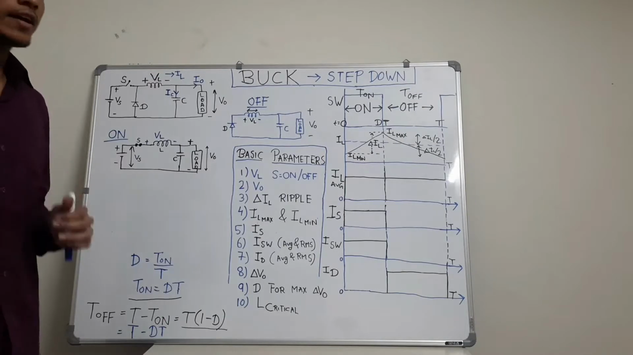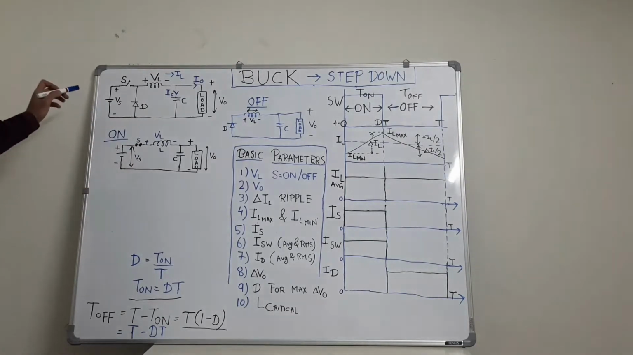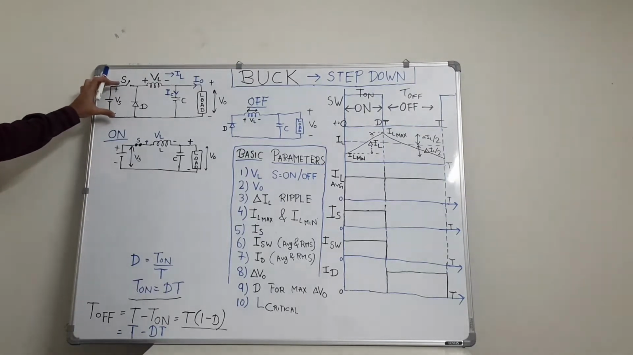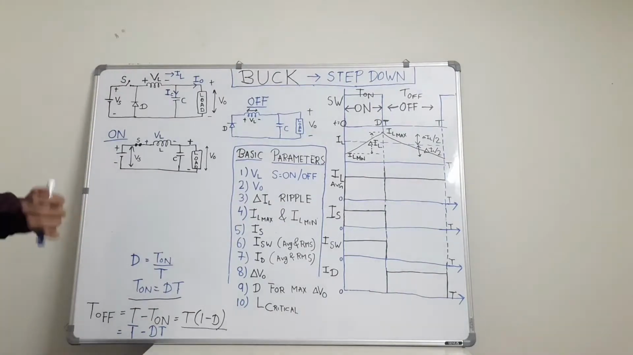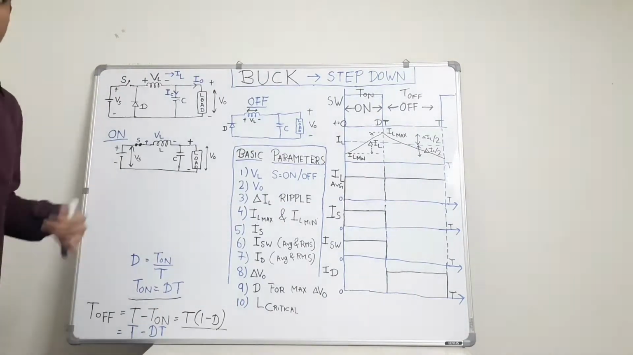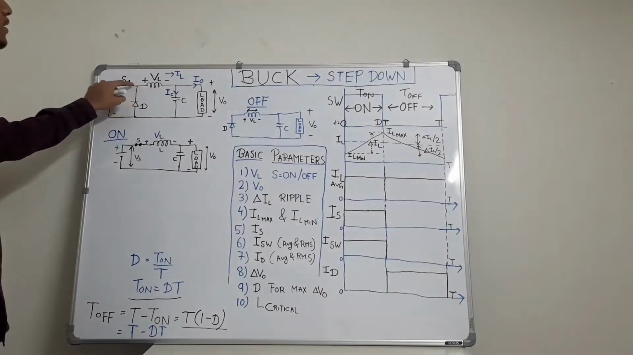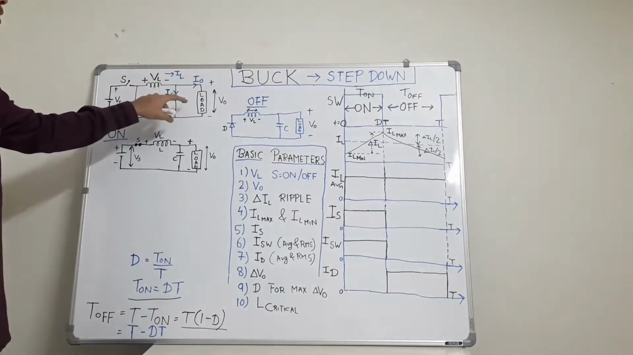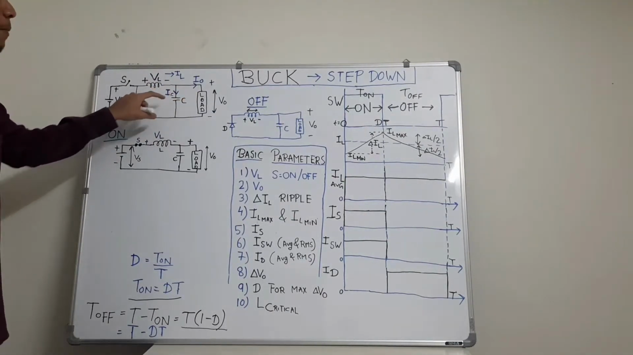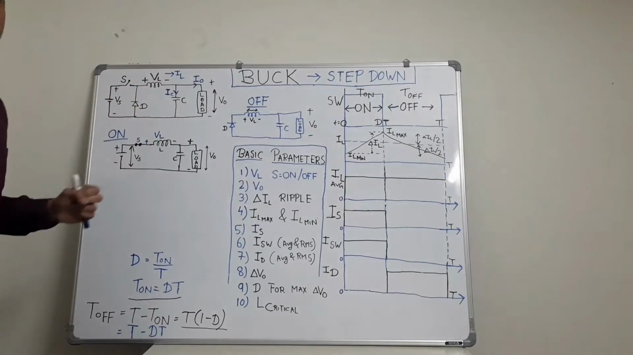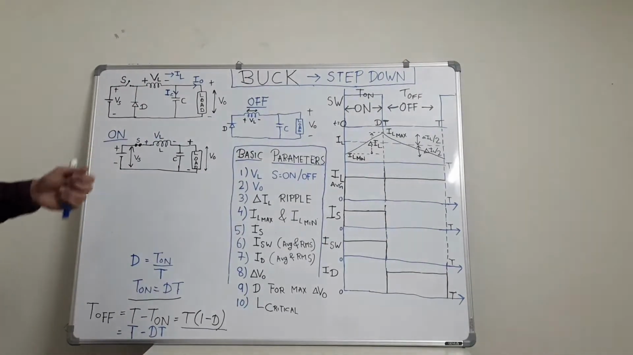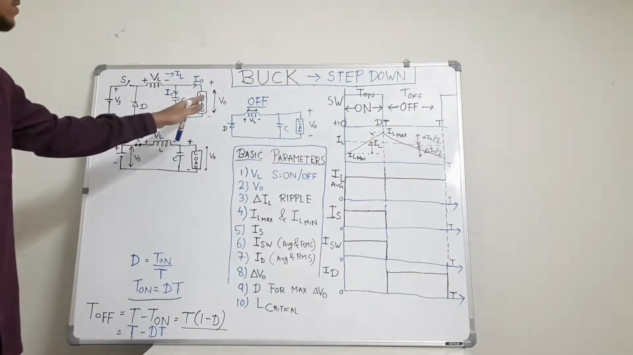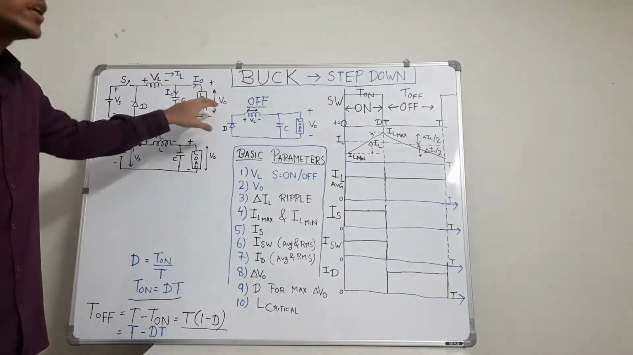So let's start with the circuit of the buck converter. In this circuit, Vs is the input voltage source. S is a high frequency switch, which gets on and off at very high frequency. It is used to charge an inductor which is connected to the load with the help of capacitor C. This capacitor C is used to decrease the ripple in the output voltage. The average output voltage which is appearing across the load is V0.